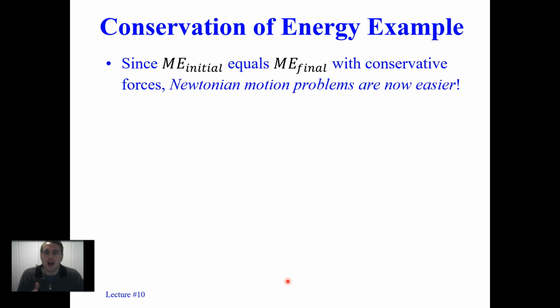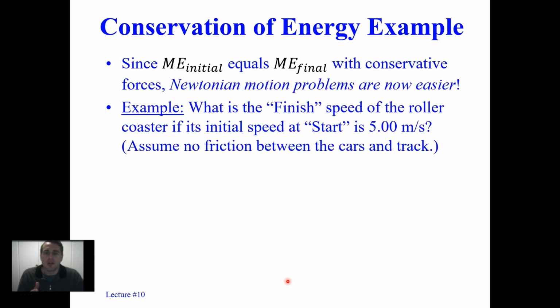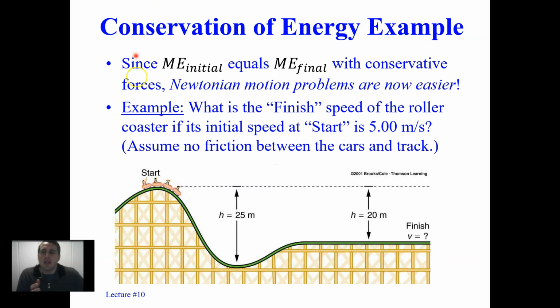Okay, so this conservation of energy example tells us that if the mechanical energy initial equals the mechanical energy final, when there's only conservative forces, Newtonian motion problems become much easier. We don't need to know the angle of slope of this roller coaster all the way through. All we need to know is the starting height, the ending height, and the initial velocity to solve for the final velocity. I will show that in a later video.